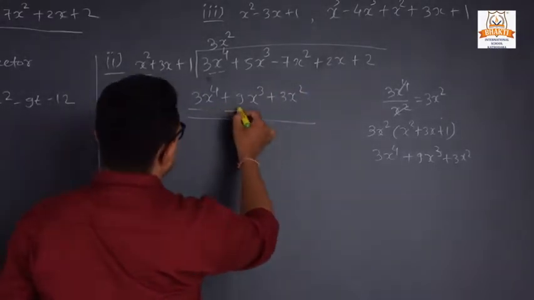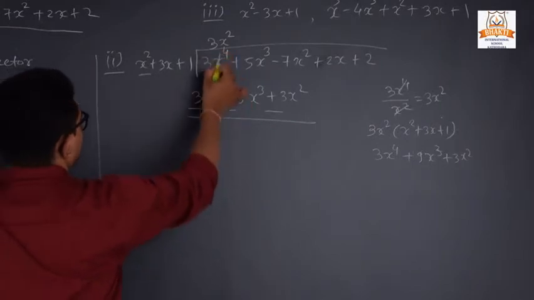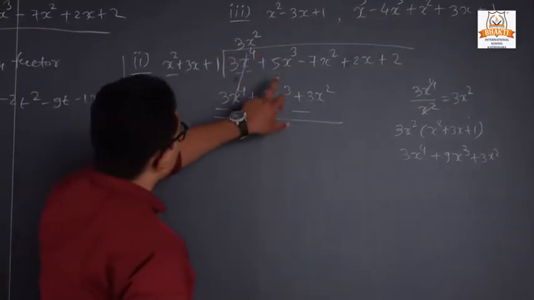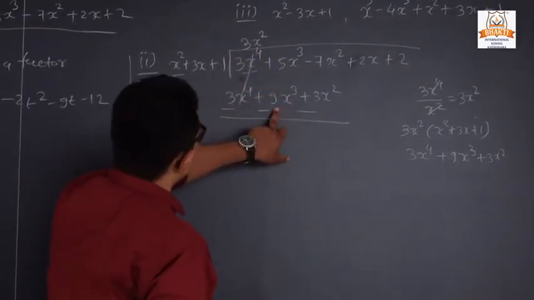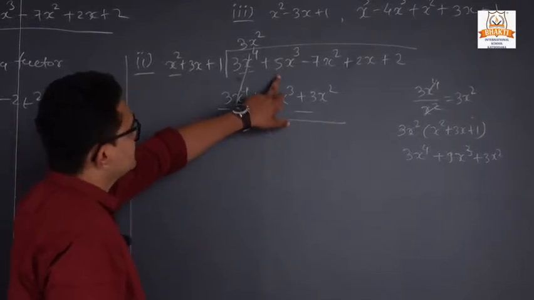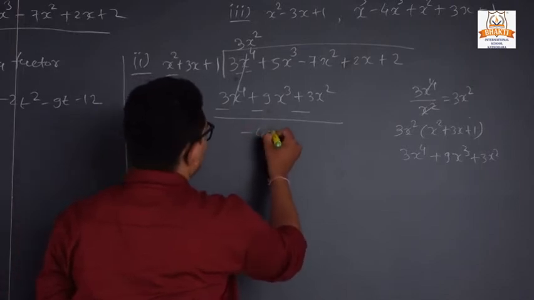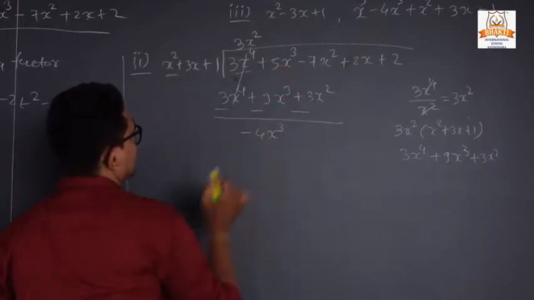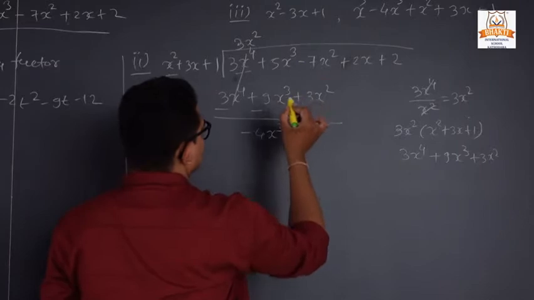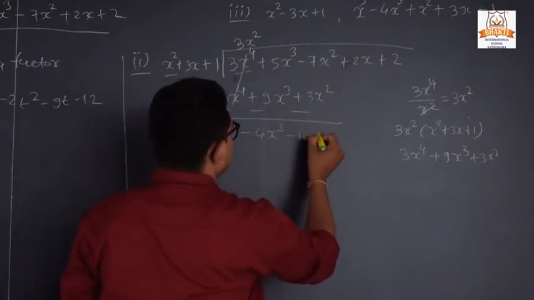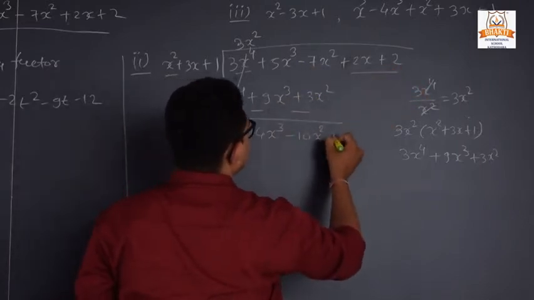So here minus minus minus. So these both are cut. Now plus minus, so it is minus, plus minus it is minus. So minus 4x cube, because 9 minus 5 is 4. Minus minus plus, so 7 plus 3 it is minus 10x square, and these two terms will remain the same.